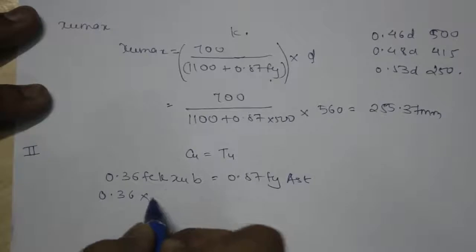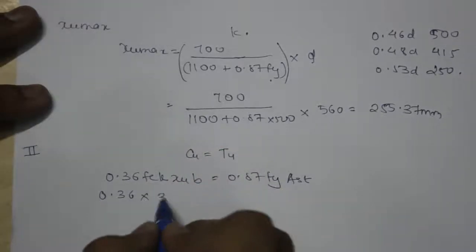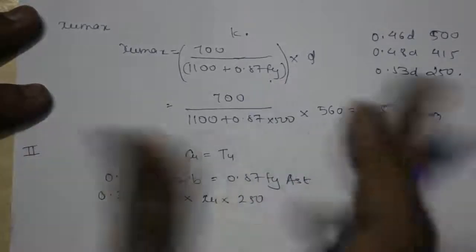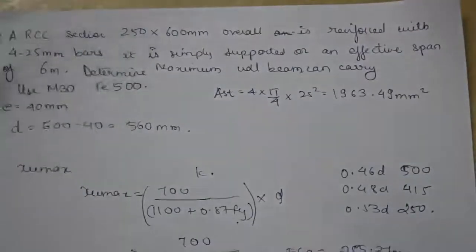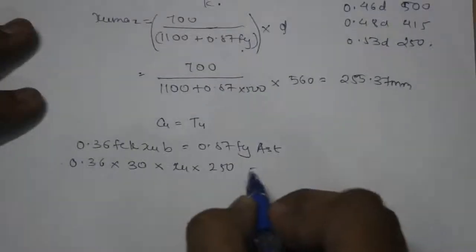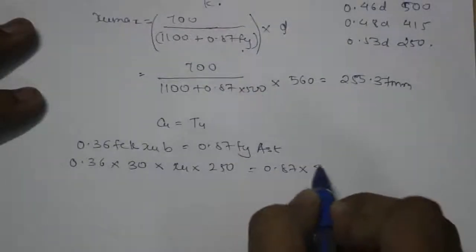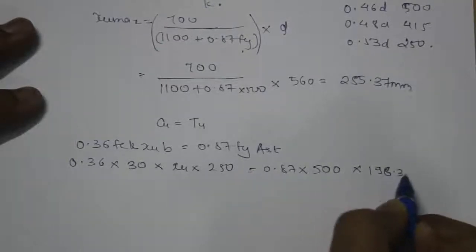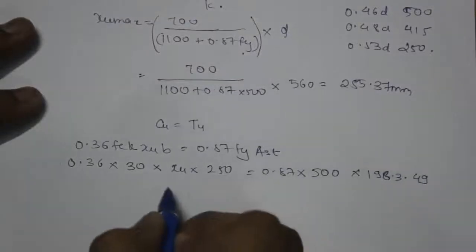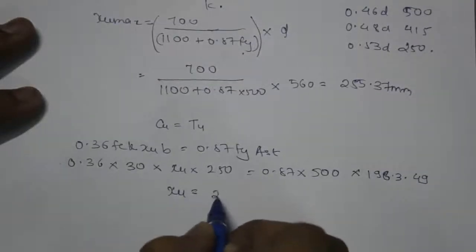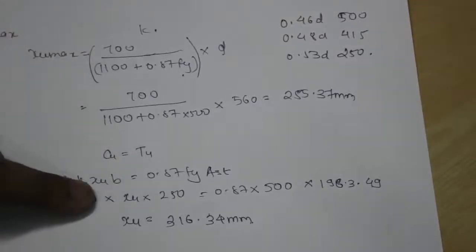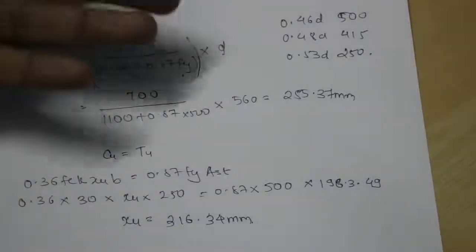So I'll plug in all the values. fck is 30, xu you have to find, b is 250, that is the width of the beam, it is given in the problem, equals 0.87 multiplied by Fe 500 steel, that is fy, multiplied by Ast, which is 1963.49. So your xu would be 316.34 mm. So as you can see in this case, the actual depth of neutral axis is greater than the limiting depth of neutral axis.